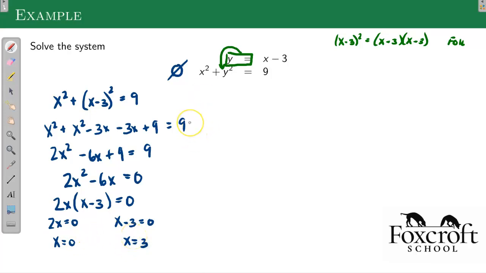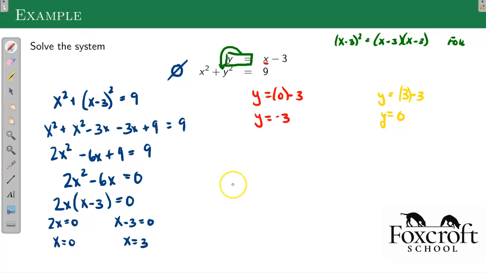And here's the other way that a nonlinear system is different from a linear system. When I got a linear system, I would just get one value, plug it in to get y. But in this case, I get two different answers. So I have to plug both of these answers in. First, let's do the 0. y would be 0 minus 3. I'm plugging in for that x, which is negative 3. The other one is now y is 3 minus 3, which is 0. So I get two different answers.